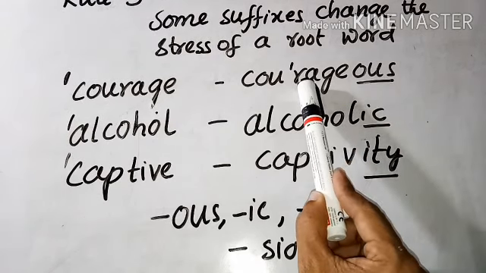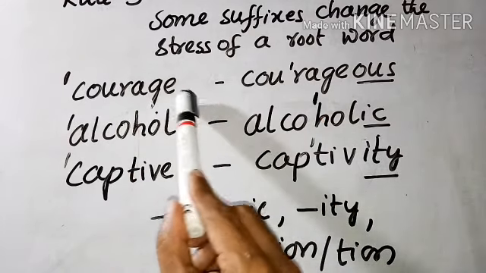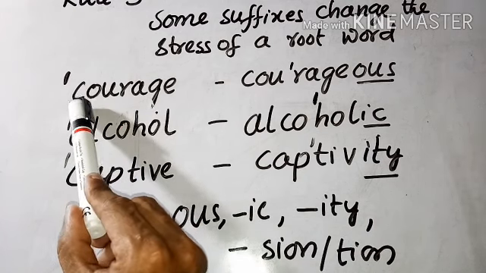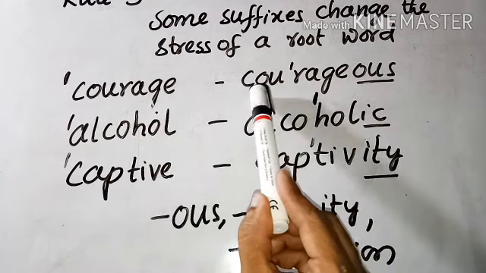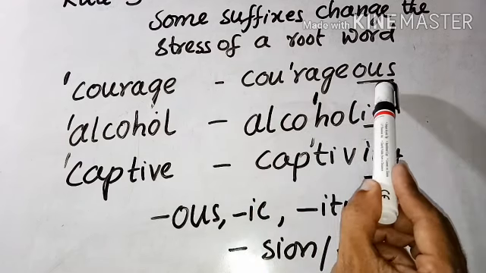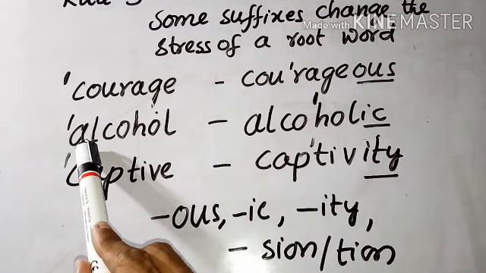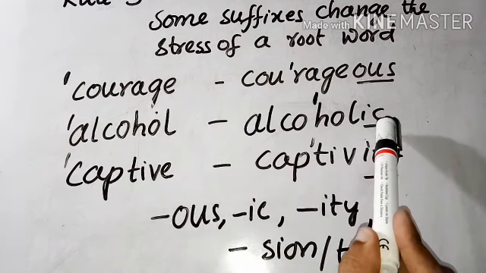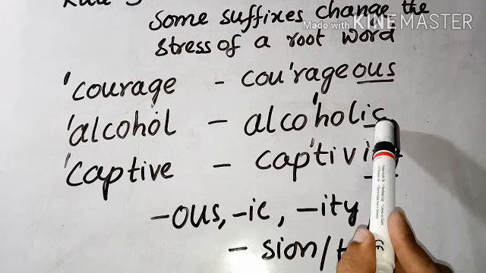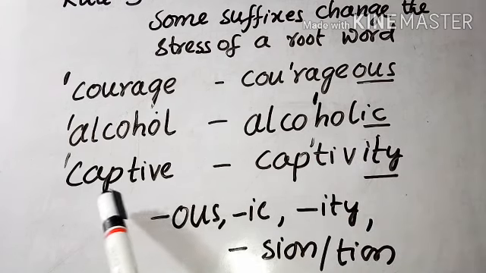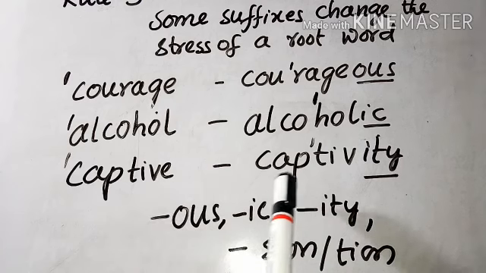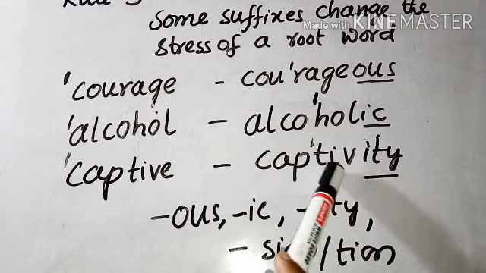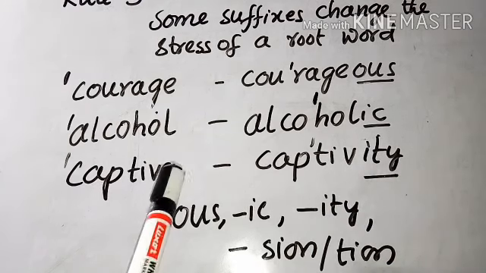That is nothing but, if you take this word courage, courageous, the syllable that is before this suffix should be stressed. Here we have courage. Here the first beginning syllable is stressed. Here courageous. Alcohol, alcoholic. The syllable before this IC extension is stressed. That is captive, captivity. This tive is stressed here. The syllable before this is stressed. This penultimate syllable is stressed.